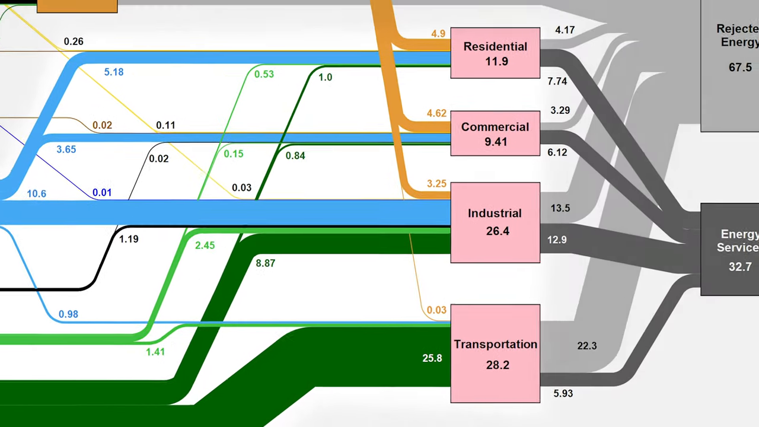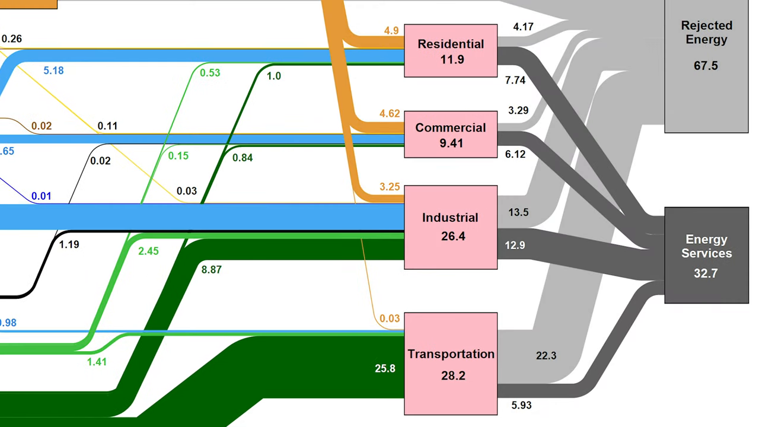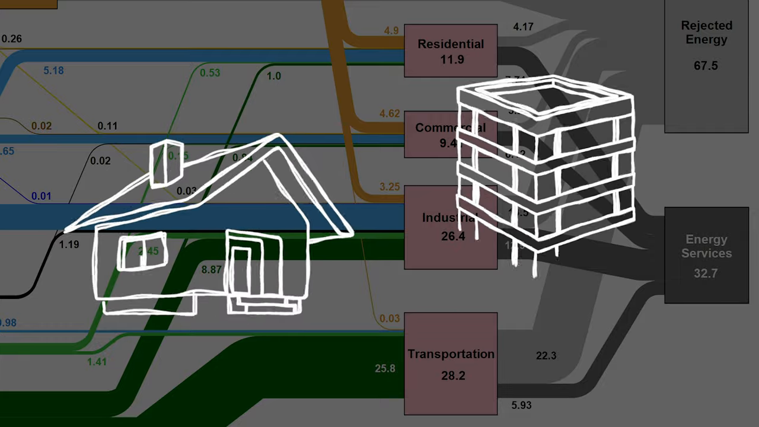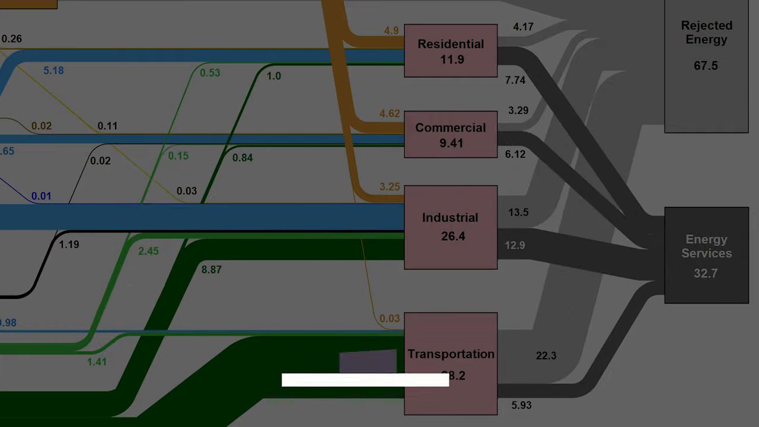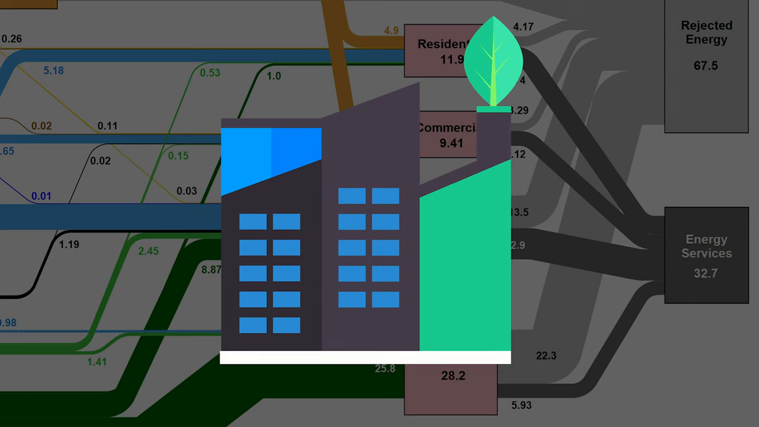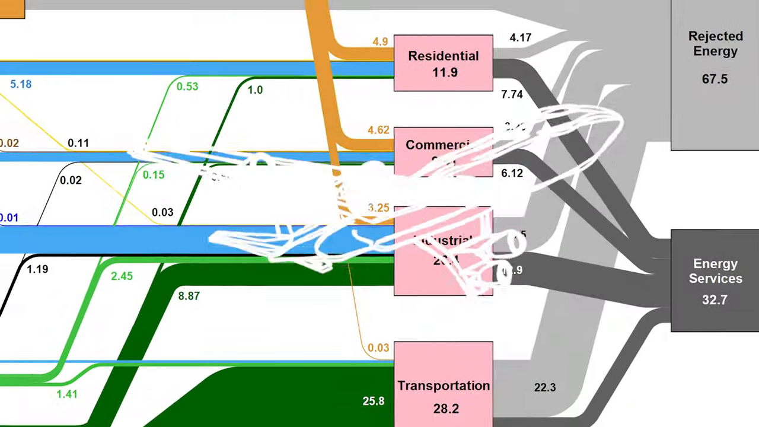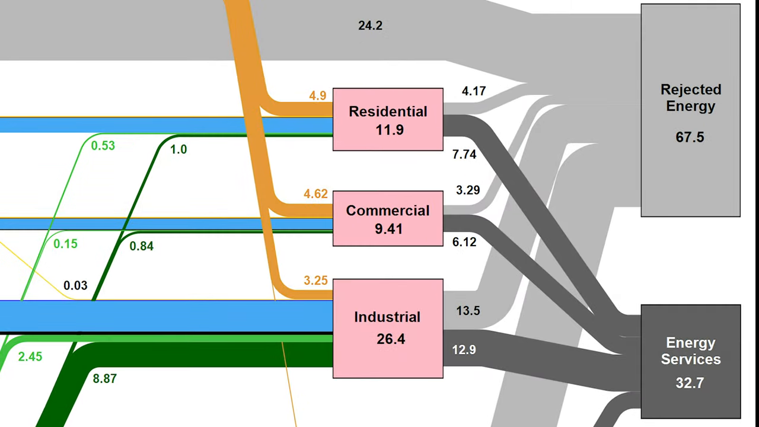The right-hand side of the diagram breaks down our energy use into residential, commercial, industrial, and transportation sectors. So houses and apartment buildings use energy differently from office buildings and restaurants. Manufacturing, agriculture, and construction are all part of that industry box. And transportation covers our cars, trucks, planes, and ships. And then way over on the right-hand side, we break down energy use into services. Those are the parts of the economy where energy use makes our lives better, and rejected energy.